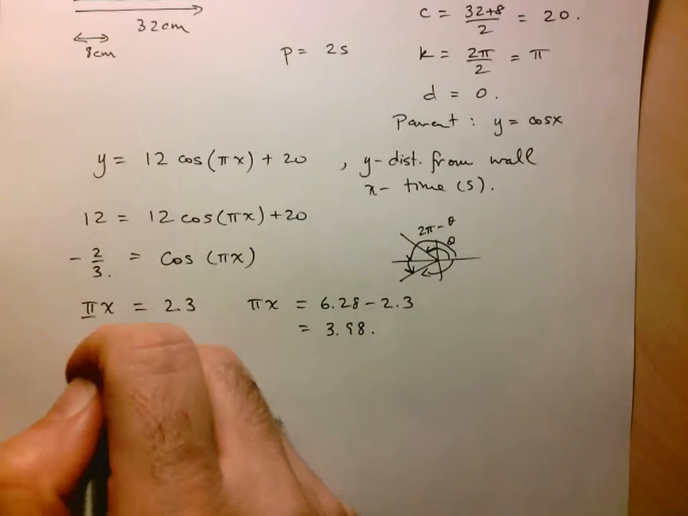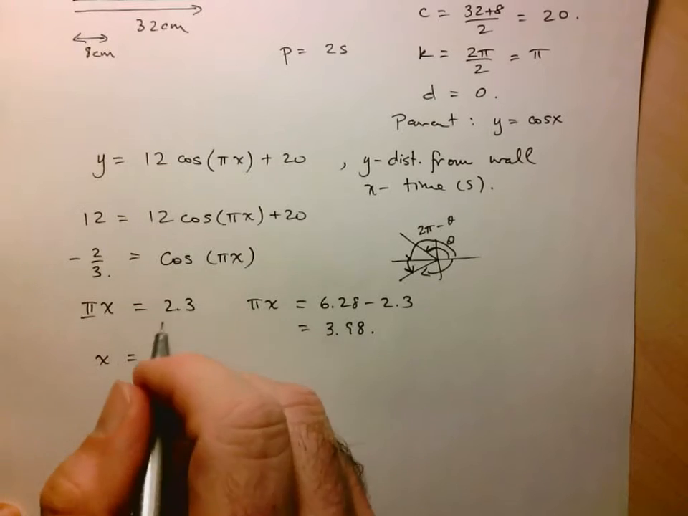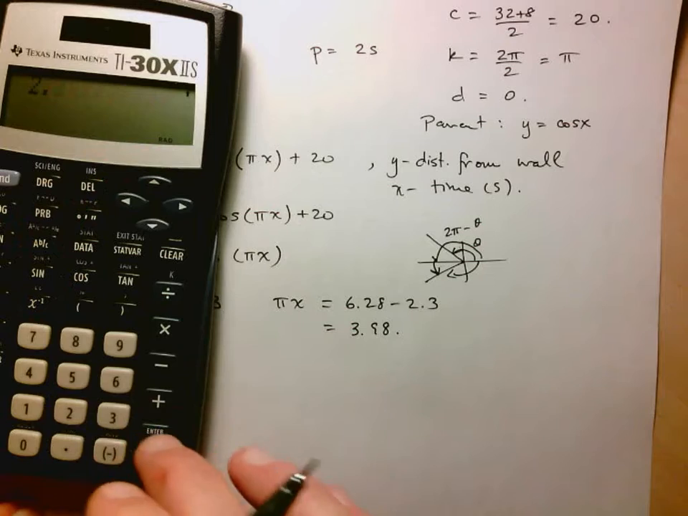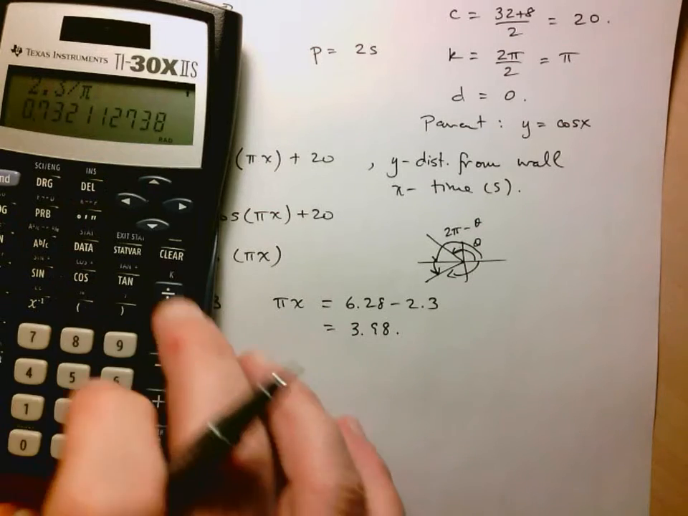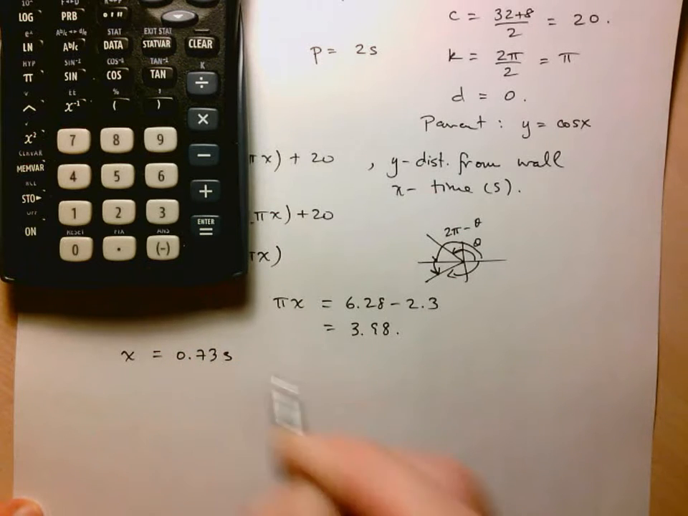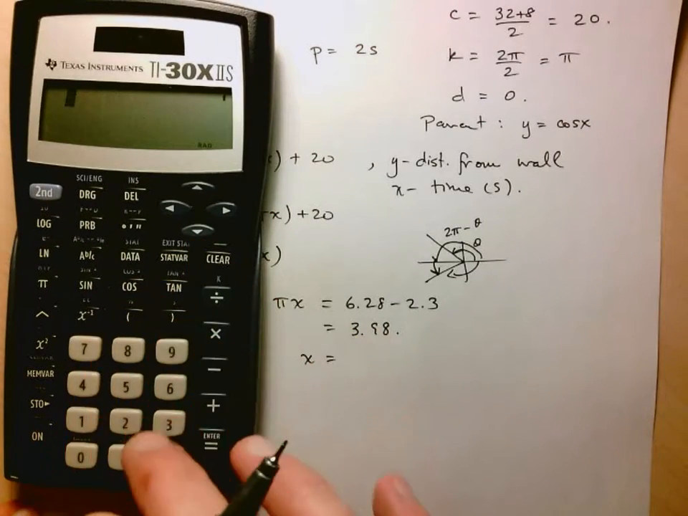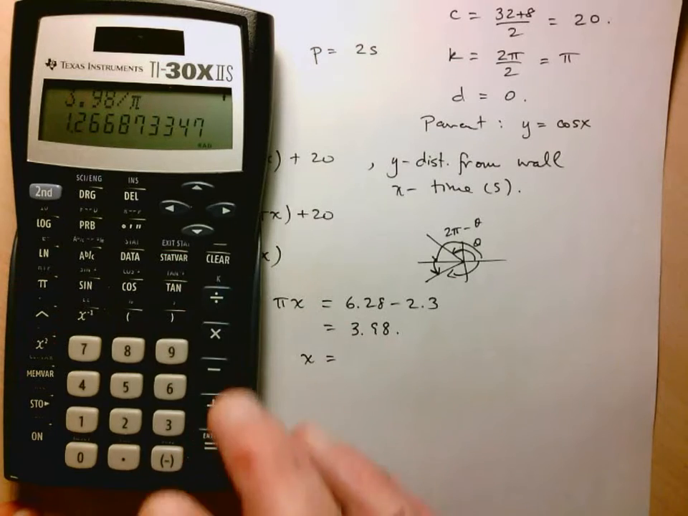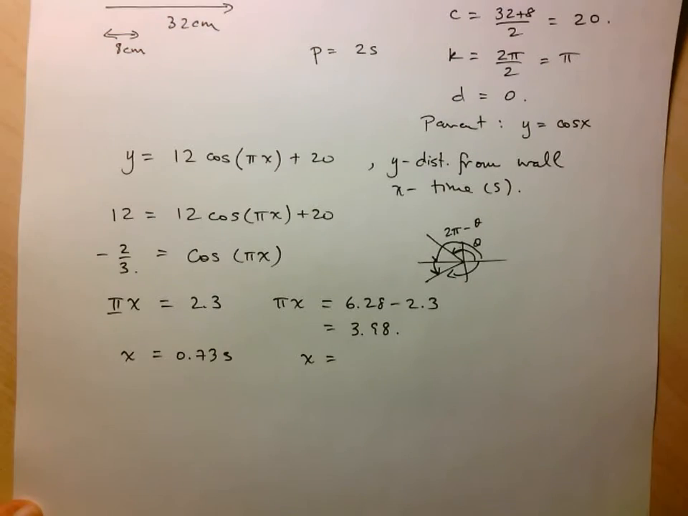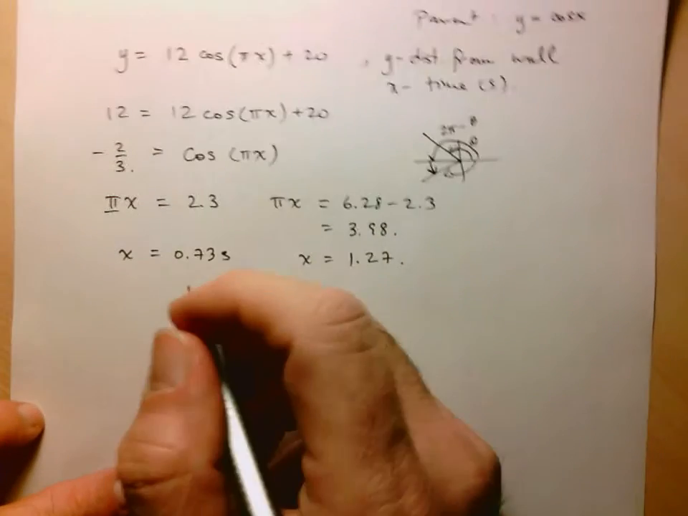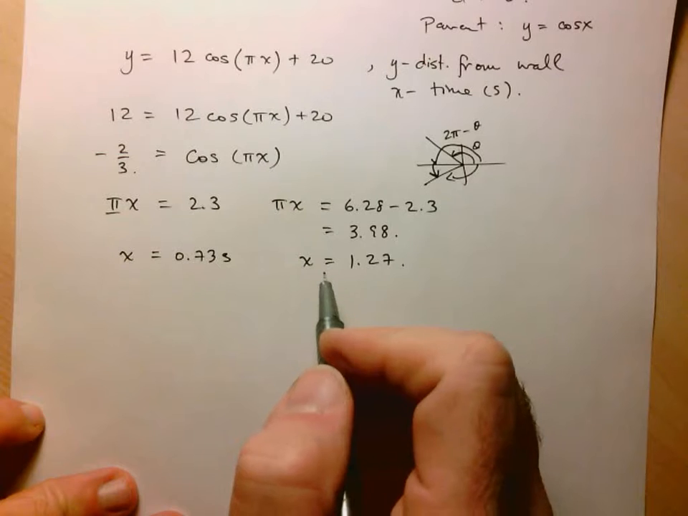So x itself is going to be equal to 2.3 divided by pi. 2.3 divided by pi gives me 0.73, so that'll be 0.73 seconds. Then from here we get 3.98 divided by pi, which equals 1.27, we'll say. So these are our first two answers.